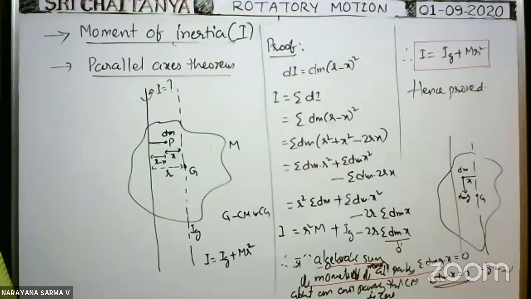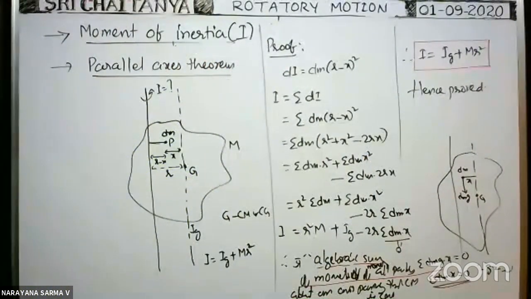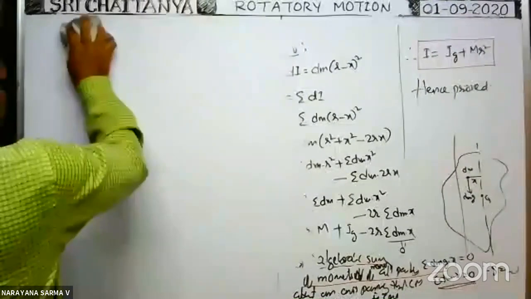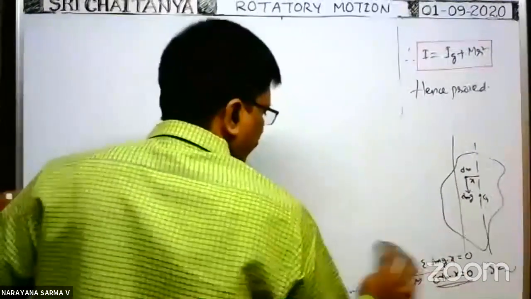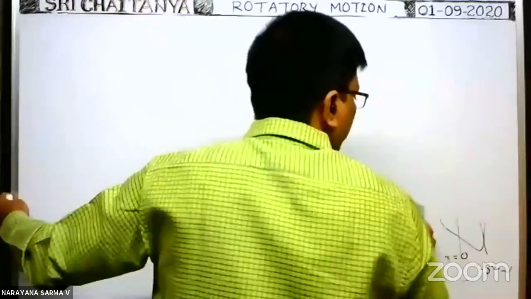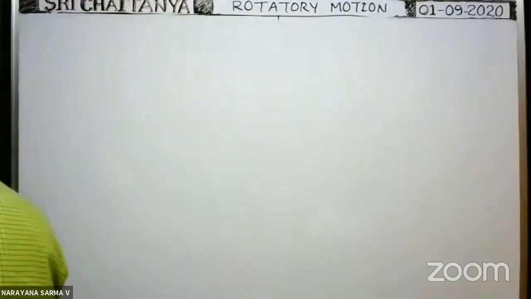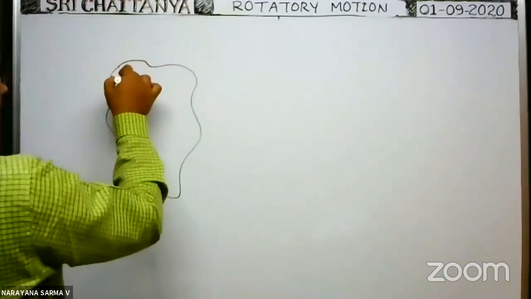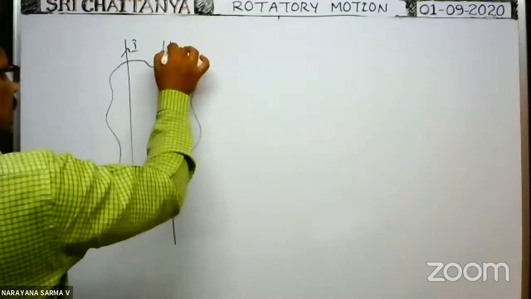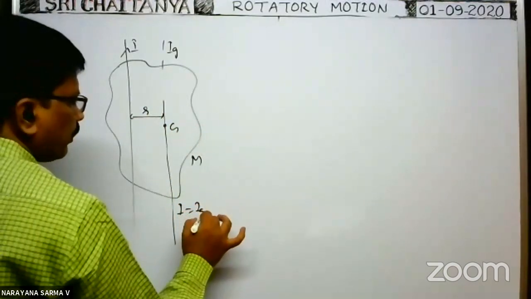Similarly, the perpendicular axis theorem is also there. Suppose in this parallel axis theorem, about this given axis the moment of inertia is I, and parallel to the given axis passing through the center of mass, the axis is this one. About this axis the moment of inertia is Iz. The mass of this body is m, and the perpendicular distance between the two parallel axes is r. Then I is equal to Iz plus m into r square, we got, no?